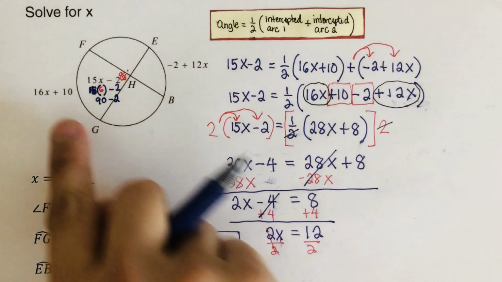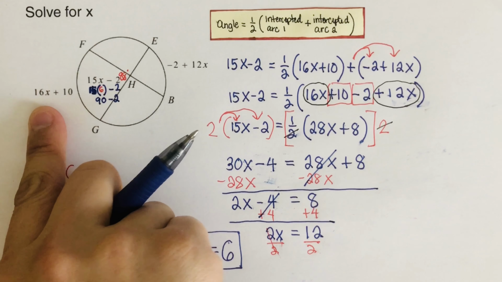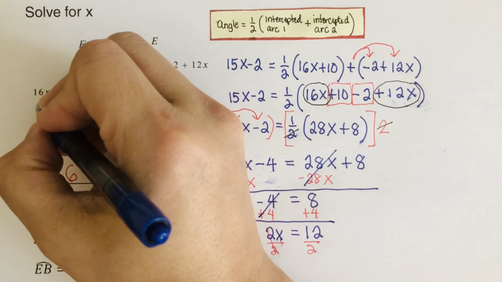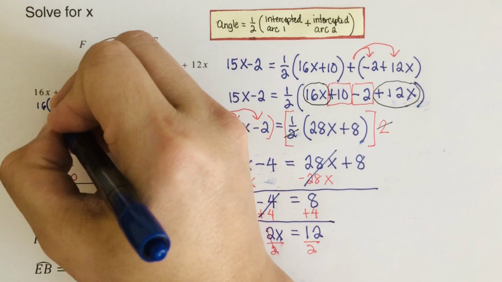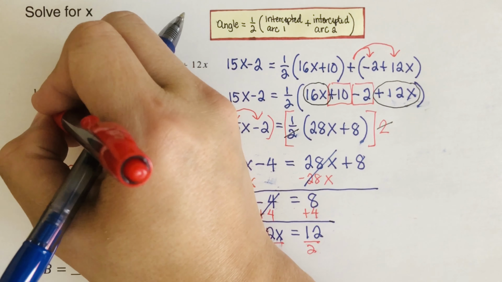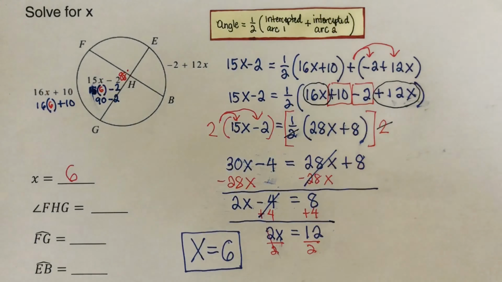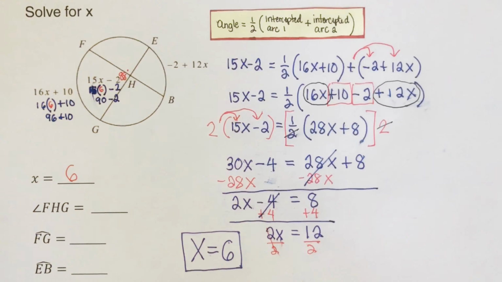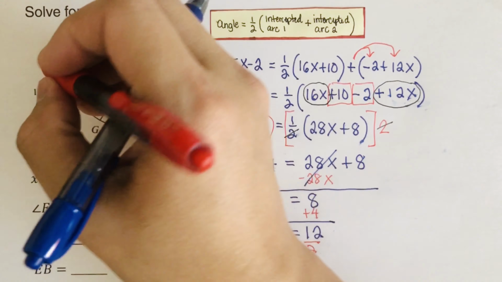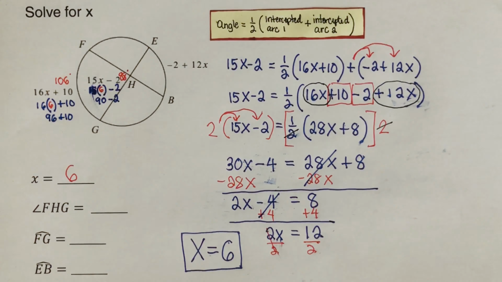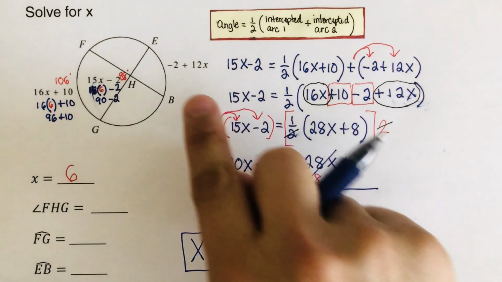Now let's find the angle that we have here, I mean the arc measure that we have here. So that would be 16, and then we put in the x plus 10. Again, our x was 6. So 16 times 6 is 96, plus 10 is, so this arc that we have here is 106 degrees.